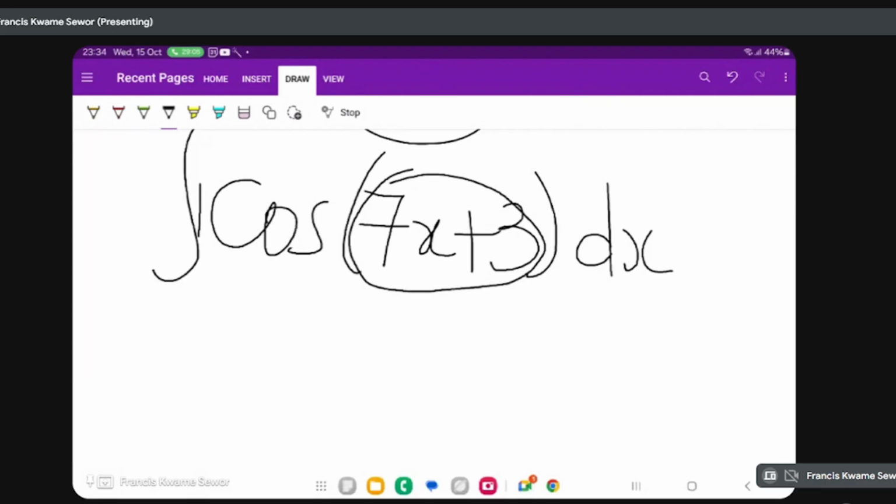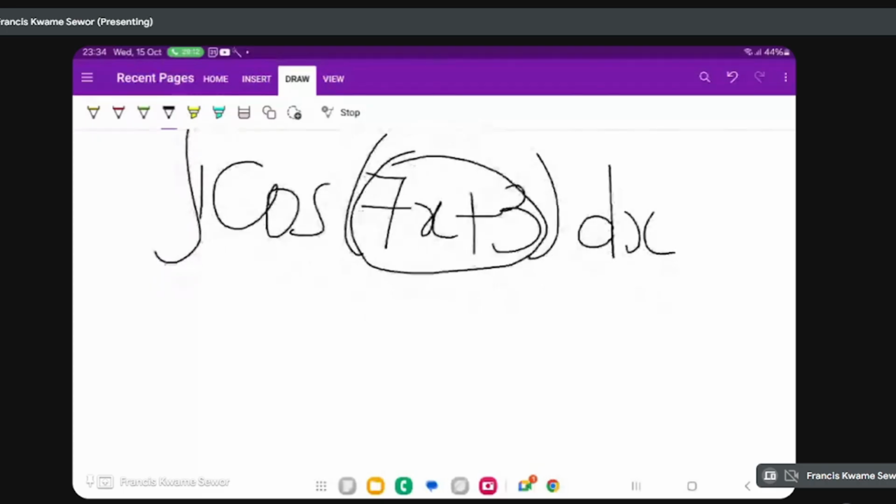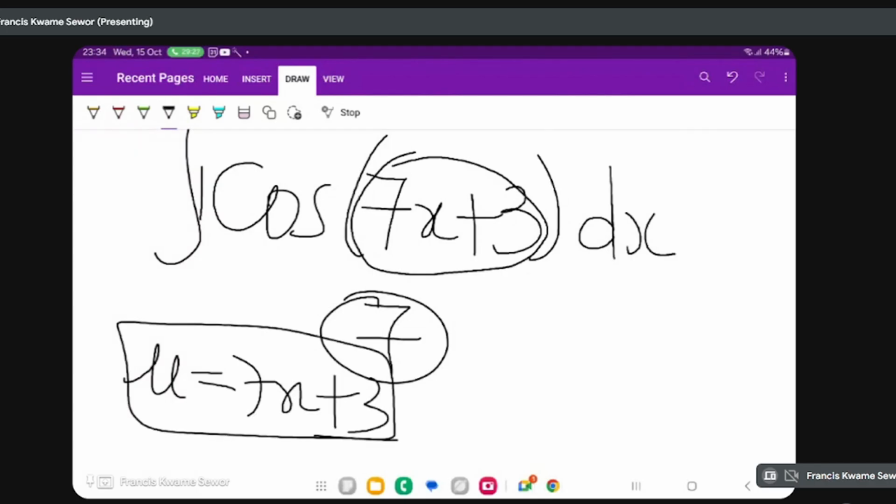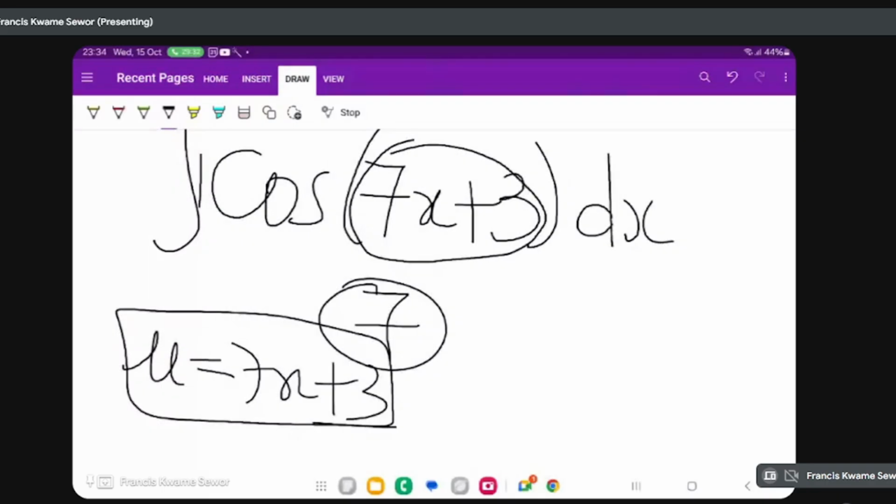There's always a 1 year. At the end of the day, we are looking at getting a constant. So, how do I explain this one to you? Okay, let me just continue. This one will give you 7, so u will be equal to 7x plus 3. Then you do the substitution until you get your final answer. Are we good? Or do you want me to solve this one?